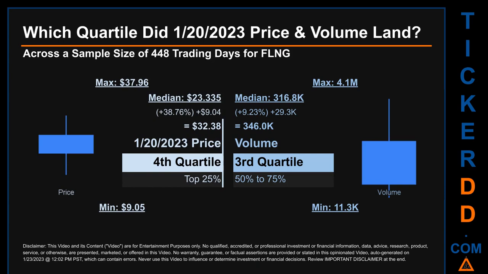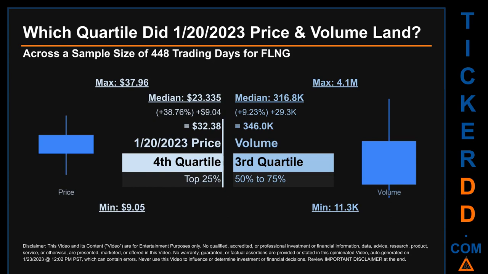Which quartile did January 20th, 2023 price and volume land? Across a sample size of 448 trading days, the maximum end-of-day price for FLNG was $37.96, while the minimum was $9.05. Within that price range, January 20th, 2023 price of $32.38 landed within the fourth quartile, meaning that it was within the top 25% of all sampled end-of-day prices.